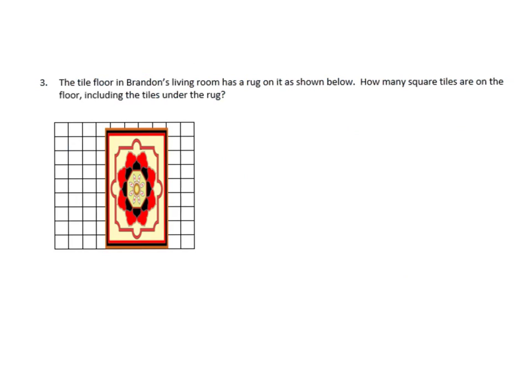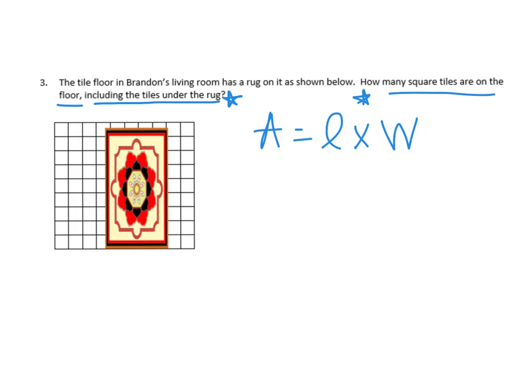Let's take a look at number 3. It says the tile floor in Brandon's living room has a rug on it as shown below. How many square tiles are on the floor, including the tiles under the rug? So first thing is I'm going to write down my formula for area. Area equals length times width. Now let's determine the length. Count the squares. 1, 2, 3, 4. But it looks like the rug is covering part of it up. But if I look at the top, I see 5, 6, 7, 8, 9, 10. So my length is equal to 10.